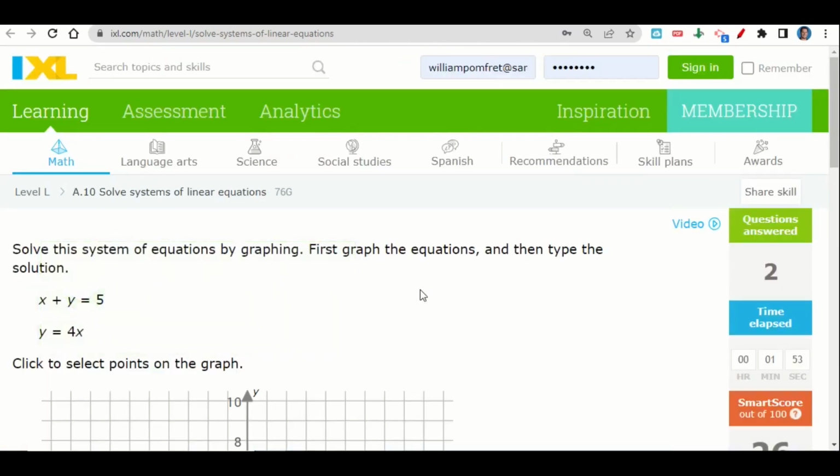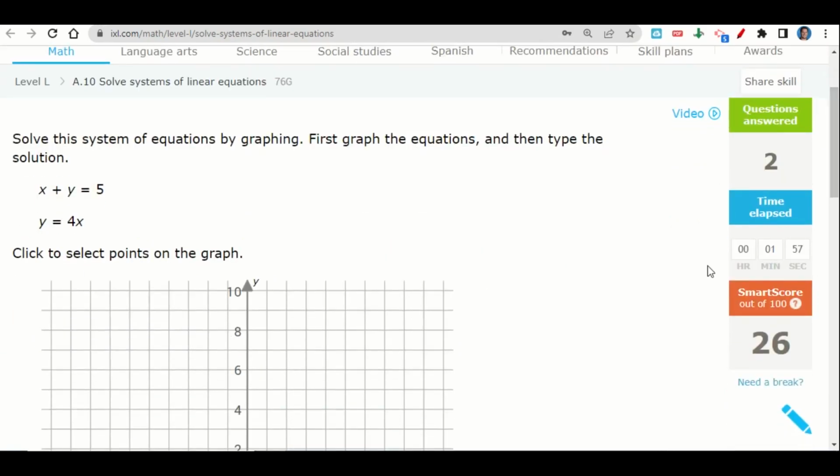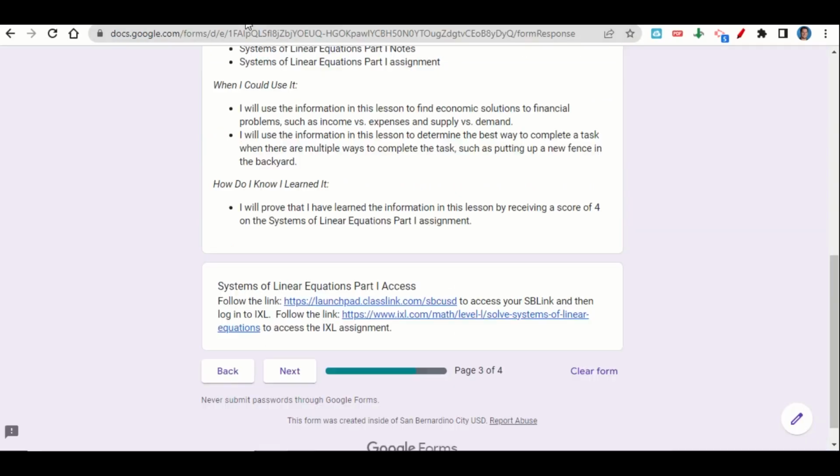So you'll continue to answer all these questions until you get a SMART score of 80. Notice my SMART score is over here. Once you get a SMART score of 80, you'll go ahead and return to your Google form and click Next. This will take you to your Before You Go. Go ahead and fill out your Before You Go and then submit your work on Google Classroom.